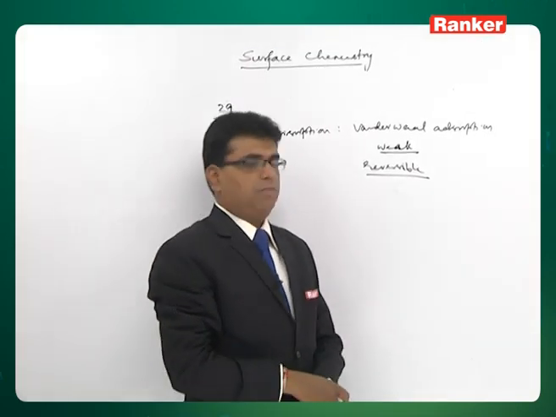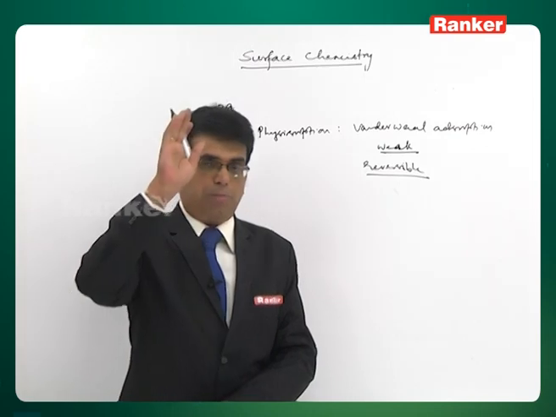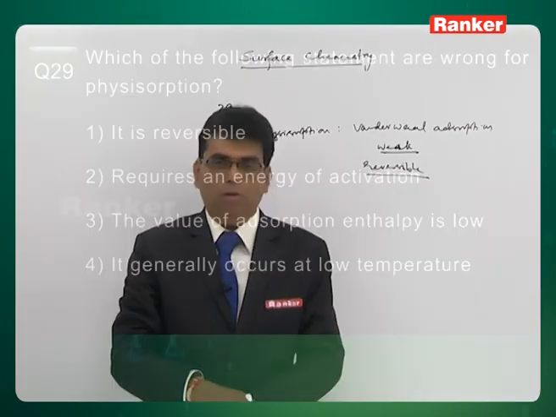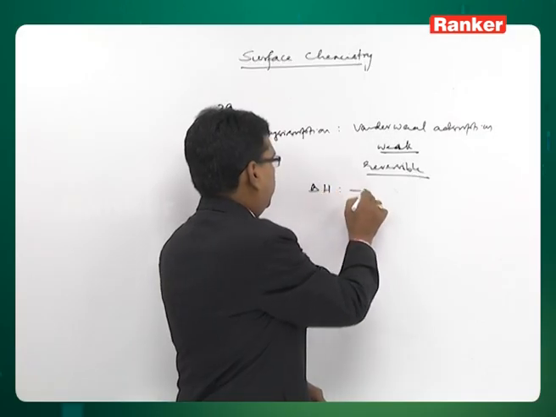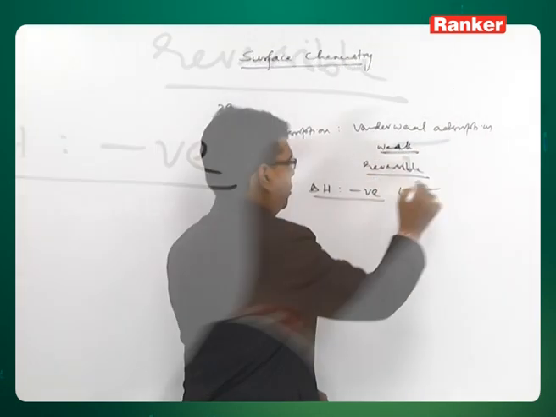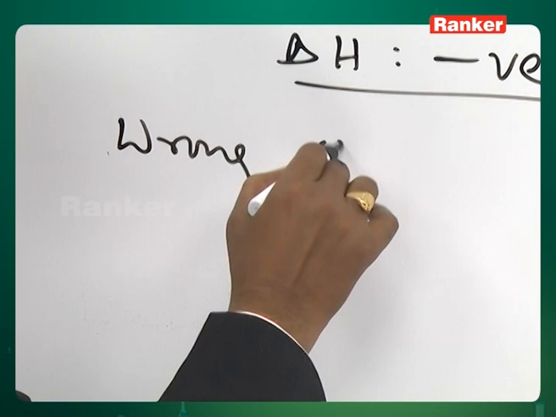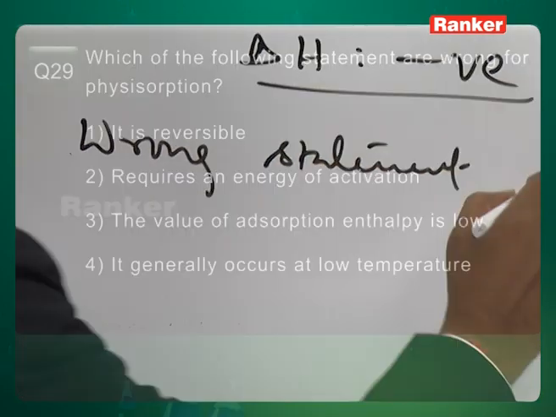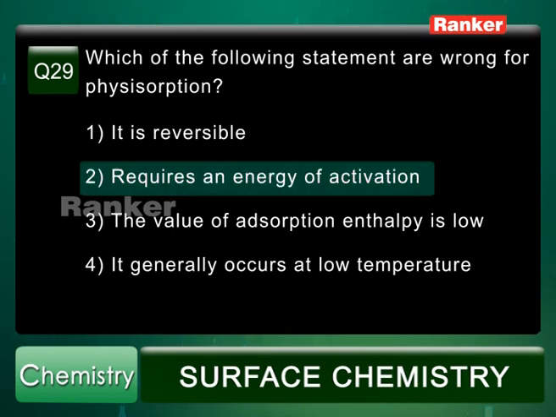It requires energy of activation. No, it does not require energy of activation. Chemisorption requires energy of activation. The value of adsorption enthalpy is low. Yes, it is true. It is 20 kilojoule per mole, whereas for chemisorption it goes up to 200 kilojoule per mole, and it generally occurs at low temperature. Yes, because delta H is negative, it occurs at low temperature. So, the wrong statement is option 2. So, the answer is option 2.